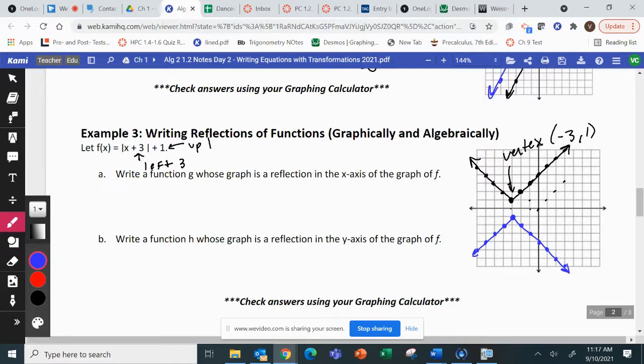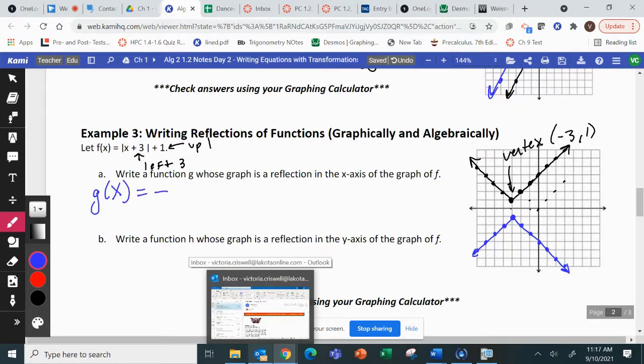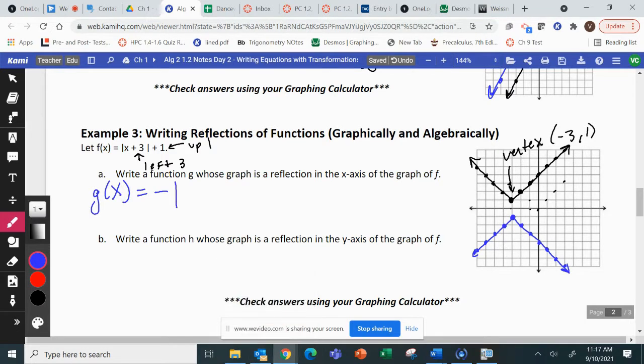So what does make it go down? A negative where? In the front? Okay. g of x equals negative. Did the slope of this absolute value change when it reflected? It's still 1, 1, 1, so no other number in front. Then we've got x equals.